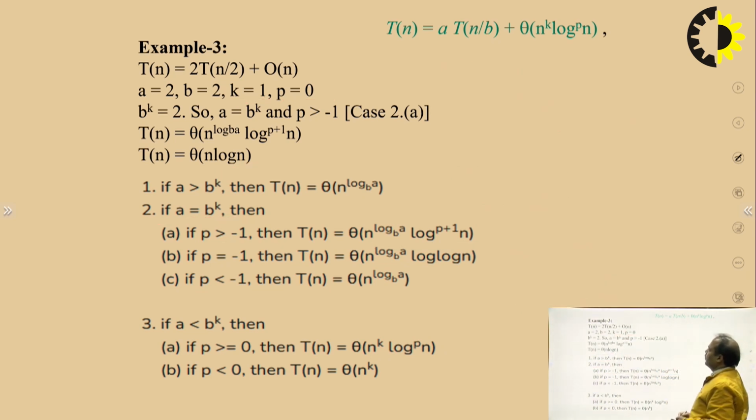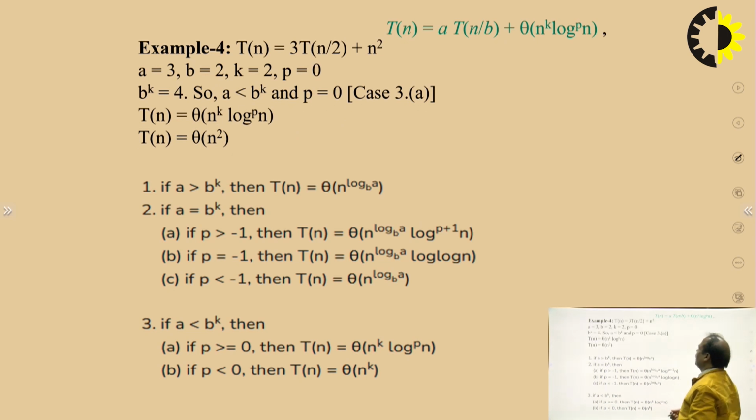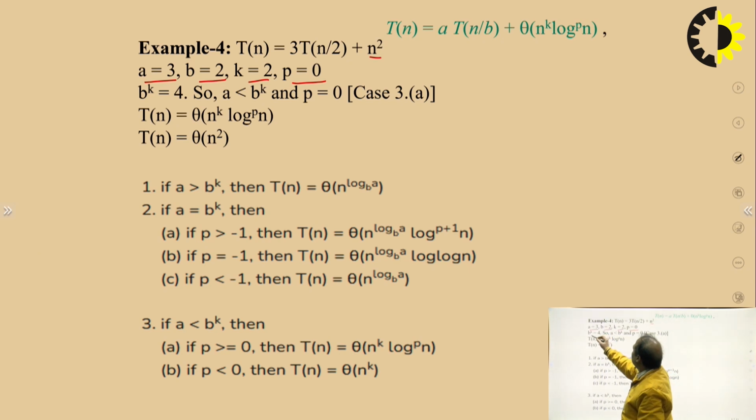Let's have another example. This example is also easy. It is case 2, and we are still going to solve it using case 2a, so it is not a problem. Let's have another example. Now a is 3, b is 2, k is 2 and p is 0. So b to the power k is 4, and a is less than b to the power k. That means we are in case number 3.